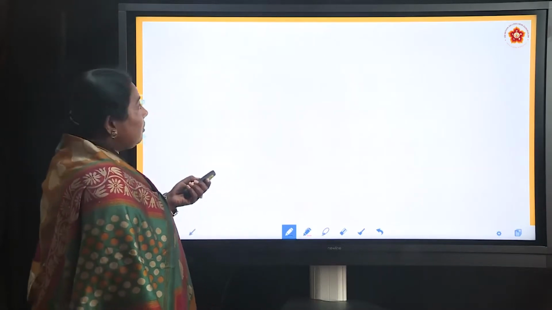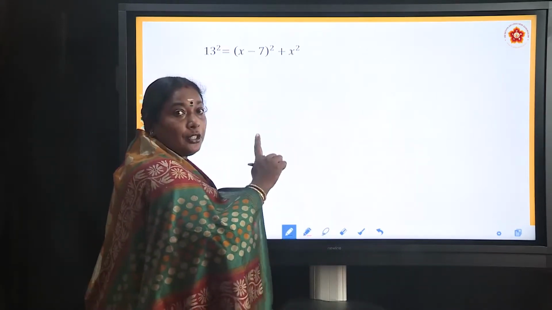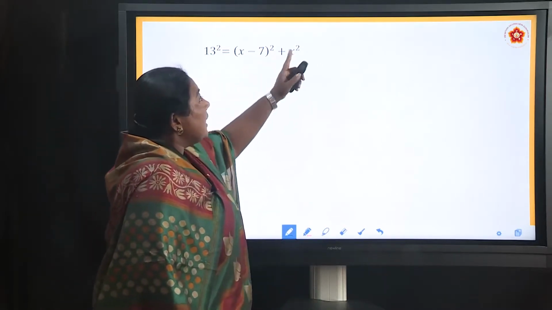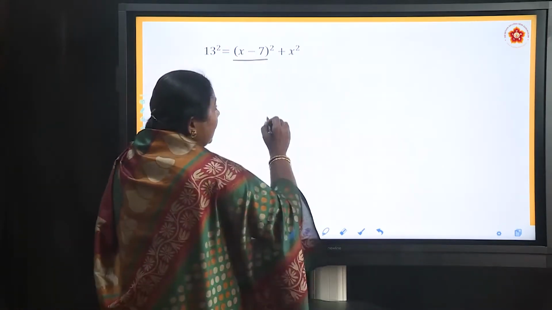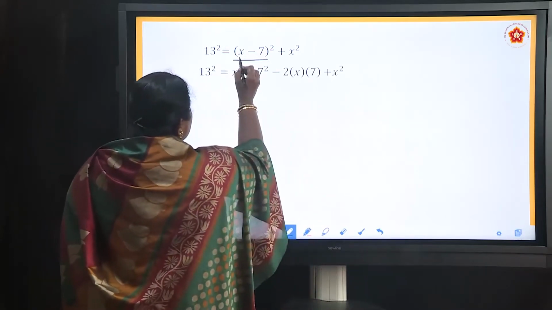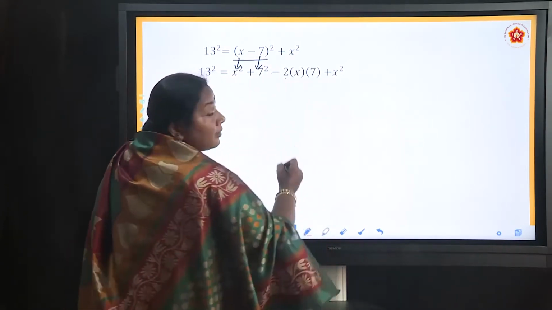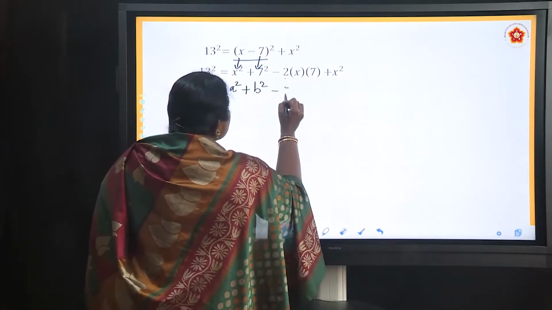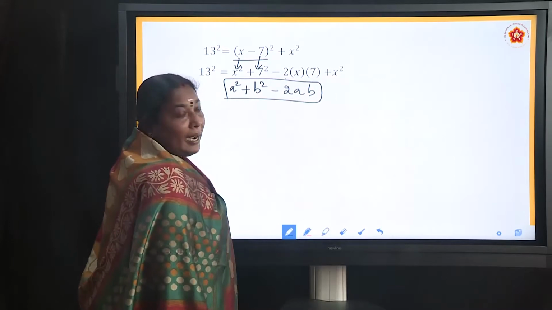So let us move on with the calculation. So 13 square. Why have I mentioned 13 square? Because hypotenuse they have given it as 13. So 13 square is equal to x minus 7 the whole square plus x square. Here how to move on with the calculation? This is an algebraic identity, the second identity, a minus b the whole square formula. So what is the formula we are using? a square plus b square minus 2ab. This algebraic identity I am using here to expand this.